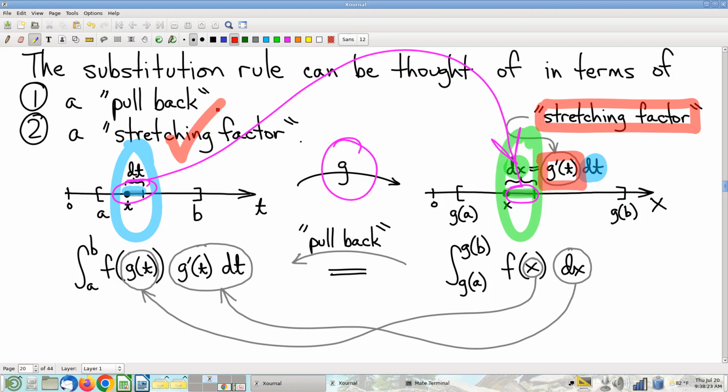Okay, is everybody kind of willing to play along with these points of view? Is that all cool? All right.